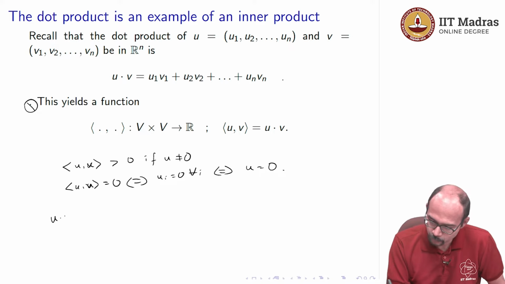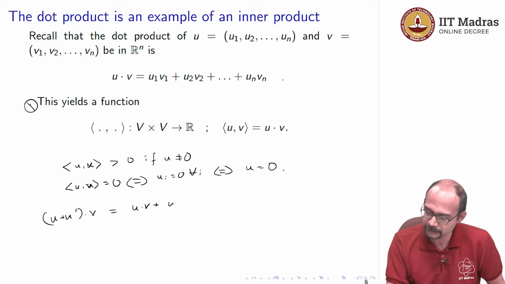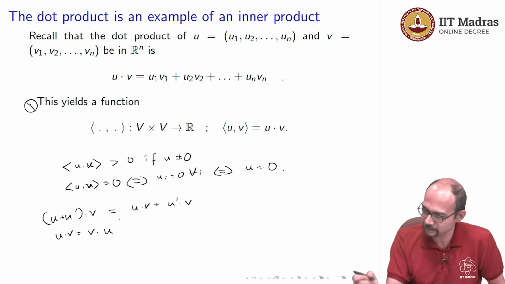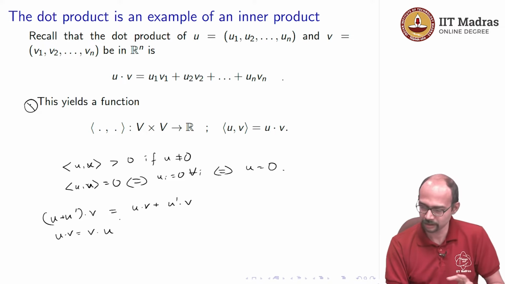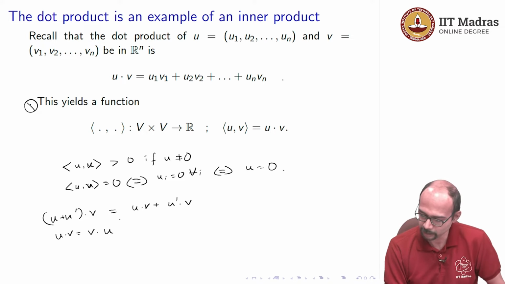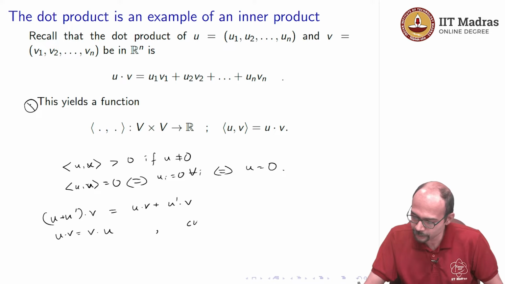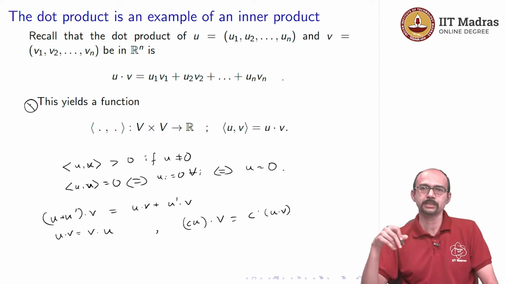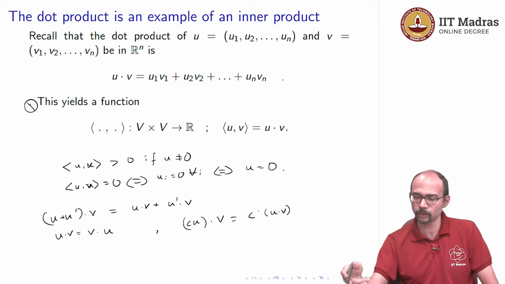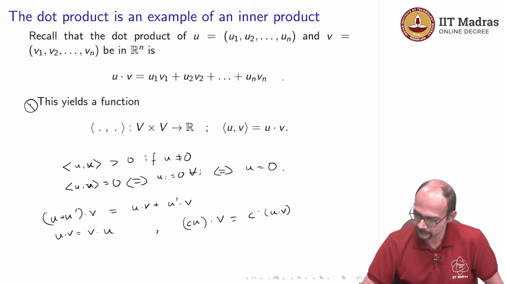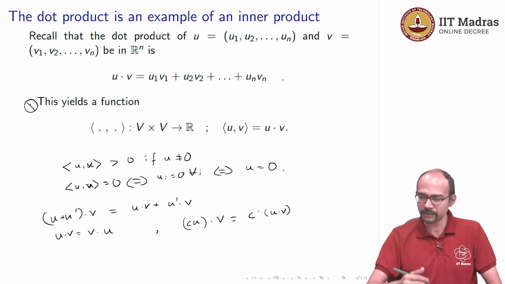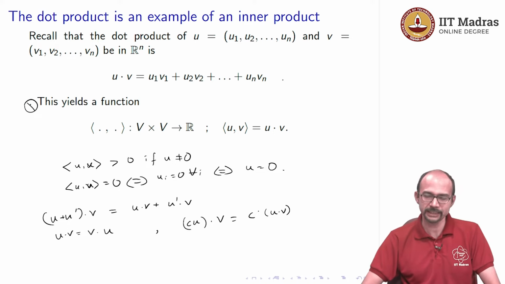If you have U plus U prime dot v, you can check that this is actually u dot v plus u prime dot v, and similarly u dot v is the same as v dot u. That is clear from the equation, because real numbers commute under multiplication. And clearly cu dot v is c times u dot v, because c multiplies into each component, and then you can take it out. So, this completes the proof that this is indeed an inner product. So, the dot product is an inner product.